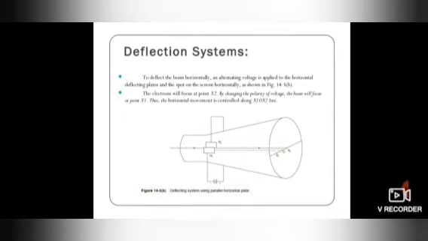To deflect the beam horizontally, an alternating voltage is applied to the horizontal deflecting plates and the spot moves on the screen horizontally as shown in figure. See the diagram. The electrons will focus at point x2 by changing the polarity of voltage. The beam will focus at point x1. Thus, the horizontal movement is controlled along x1 and x2 line.